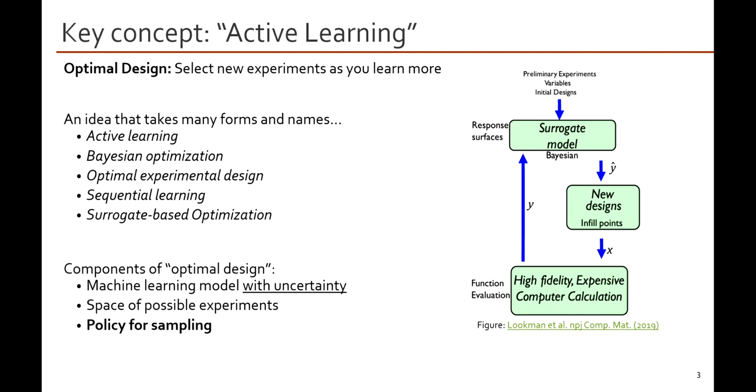Some kind of machine learning model that can give you predictions about what the outcome of an experiment should be and tell you what the uncertainty of that prediction is. Some kind of space of points you want to search over in an optimized manner. And finally, some policy for determining how you should perform that sampling. And I've bolded that point because that policy is what really distinguishes different kinds of active learning or optimal experimental design approaches from each other.